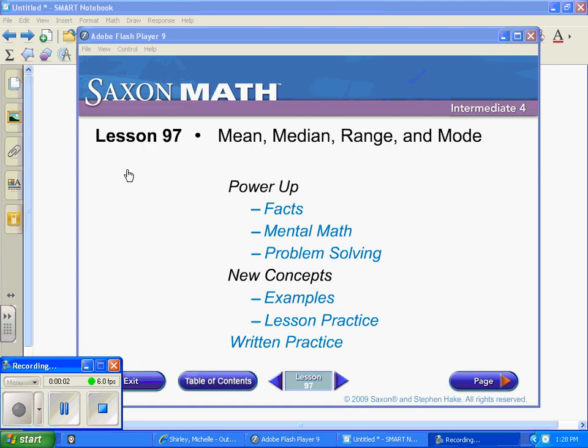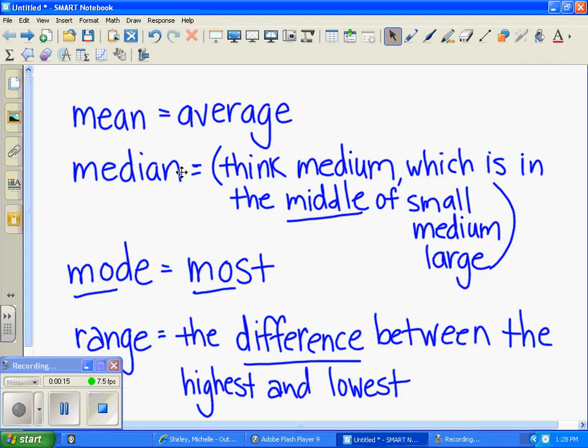Okay, Saxon 4 Math students, we are ready for lesson 97, all about mean, median, range, and mode. And we talked about average yesterday, and that means the same thing as mean. Okay, so let's take a look at our definitions before we get started.